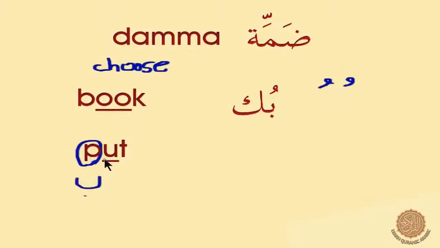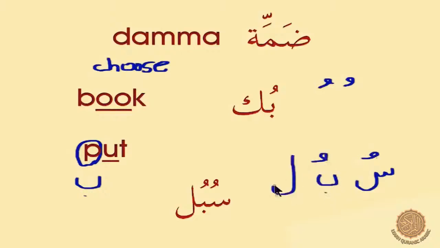Now let's just practice this. We have a word composed of 3 letters. Both the first 2 letters are with a dhamma. If we break this up, there's a sin with a dhamma. Then there's a ba with a dhamma, and there's the lam. So to pronounce this, it has an S sound. So su, bu, and this is the lam, like the letter L. So subul.